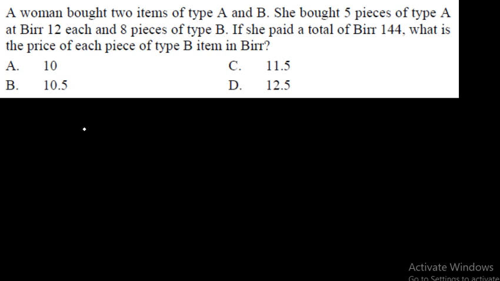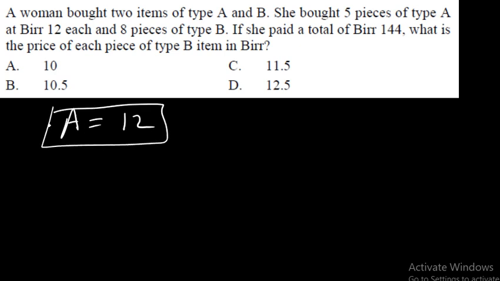Okay, so she bought 5 pieces of type A, that means 5A, and she paid already 12. Okay, no, it's not like that. What we have to do, let's read again. It says she bought 5 pieces of type A at 12 each. That means the price of each type A is 12. Keep it. But she bought 5 pieces of type A and 8 pieces of type B, and totally she paid 144. That means 5A plus 8B together is equal to 144.